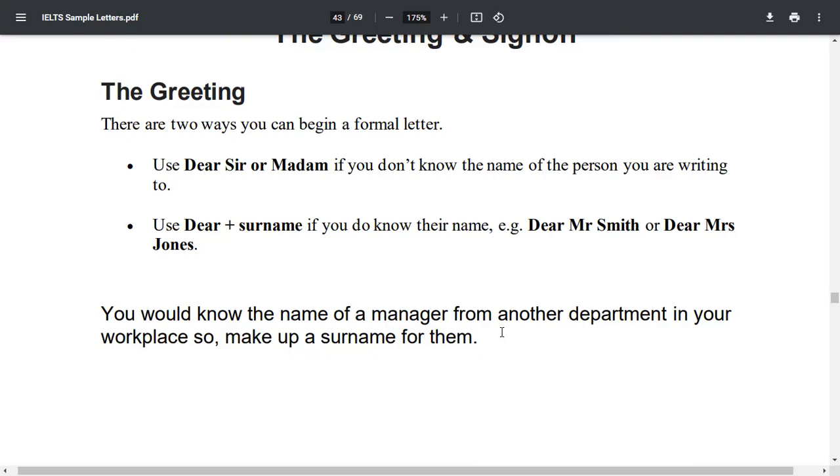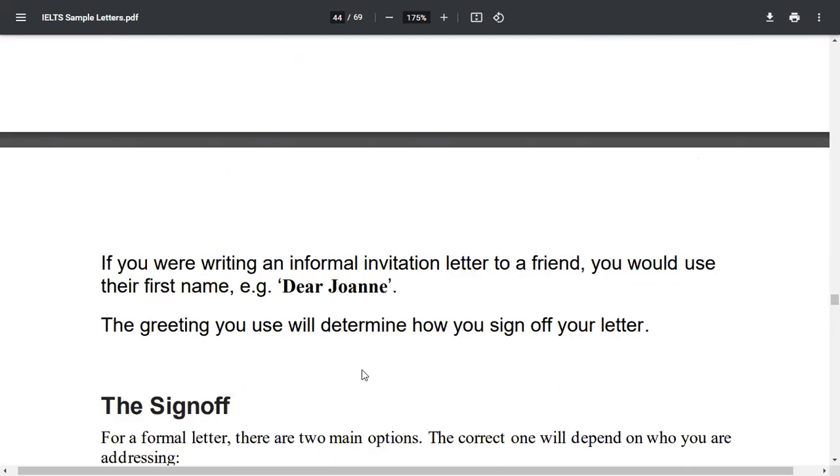So now I'm going back to the question, because as you know, we have to actually write a letter inviting a manager from another department to a seminar. Presumably, we know the name of the manager in this letter. If you were writing an informal invitation letter to a friend, you would use the first name only, okay? So you have to know the difference between formal and informal letters. If you see the word friend in the actual question, then it's an informal letter.